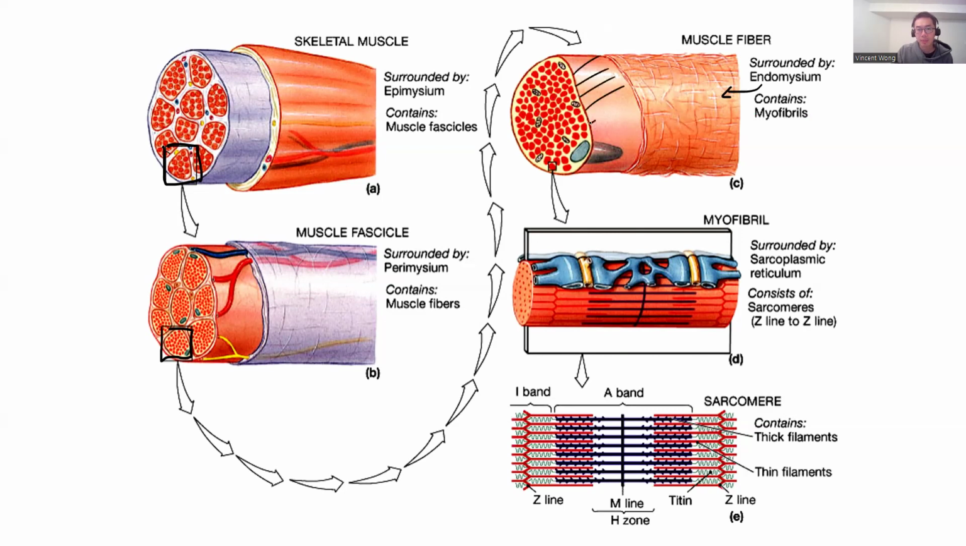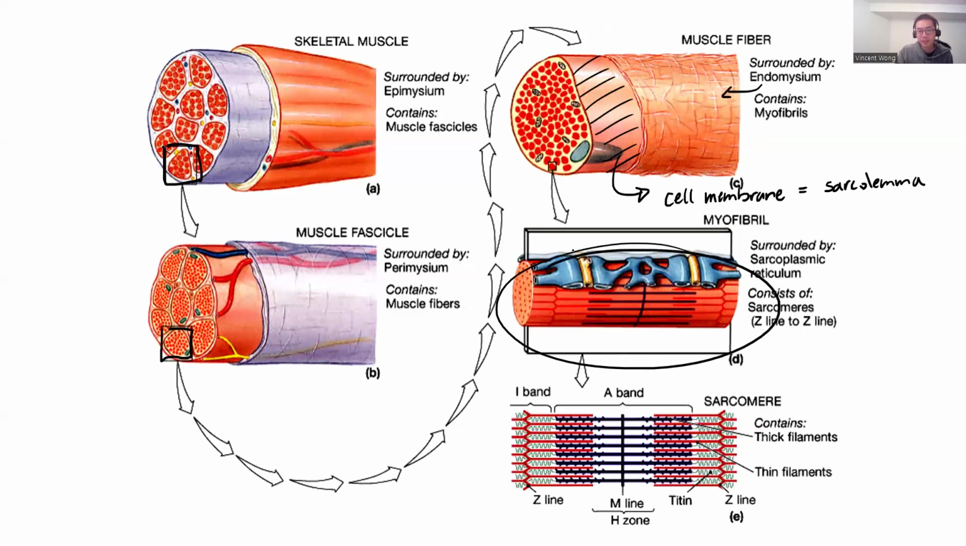And remember, this cell membrane right here that they did not label, which is called the sarcolemma. Okay, sarcolemma. And then we have the myofibril here. And this blue stuff, that's the sarcoplasmic reticulum. Again, the key thing to know is that it contains calcium.